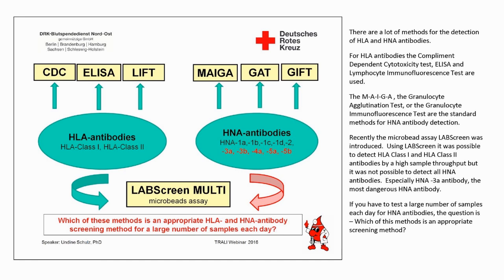Recently, the Microbeads Assay LABScreen was introduced. Using LABScreen, it was possible to detect HLA class 1 and HLA class 2 antibodies by a high sample throughput, but it was not possible to detect all HLA antibodies, especially HLA 3A antibodies, the most dangerous HLA antibody.